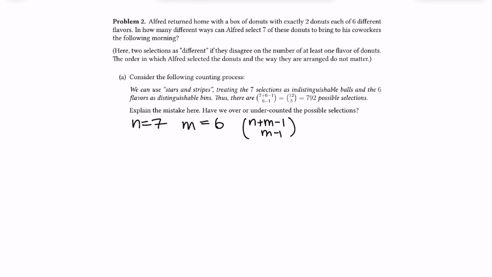Take a minute to work out a solution as to why this might not be correct, and try to figure out if this person has over or undercounted the number of possible selections. So take a minute, pause, and write out a solution for that.